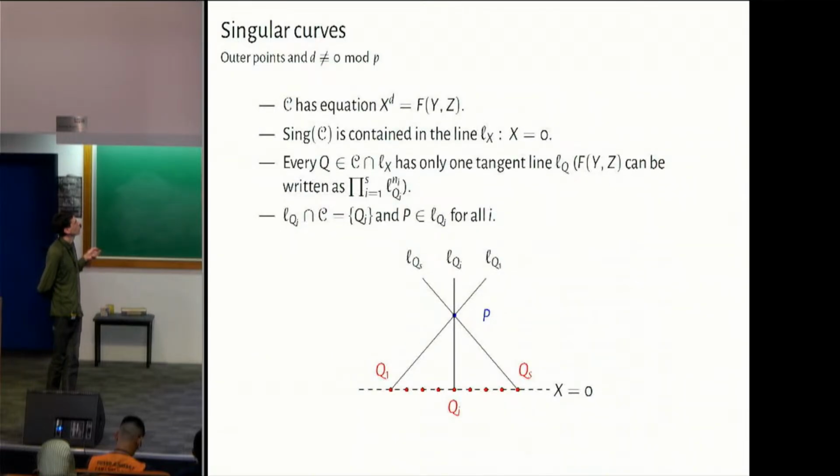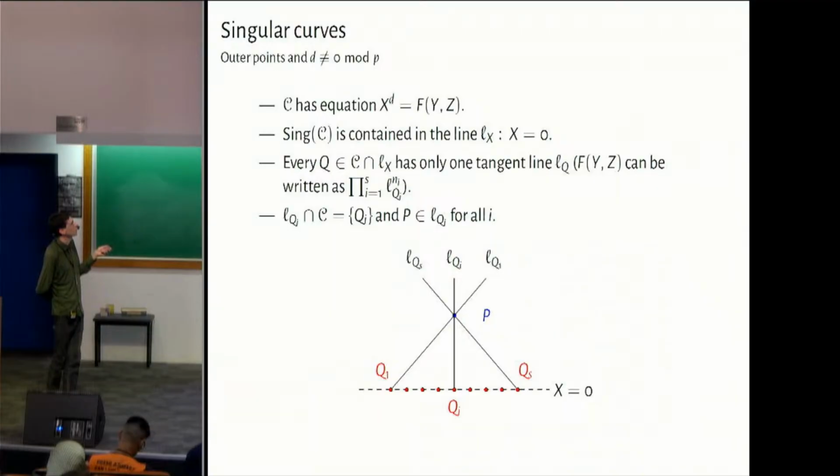But then all the singular points for this curve are contained in this line, x equals 0. And moreover, every point that lies in this intersection here, be it singular or not, has only one tangent line, and this can be seen by factorizing this polynomial here. And this only tangent line intersects the curve C at only the corresponding point. So the situation can be represented by this image here.